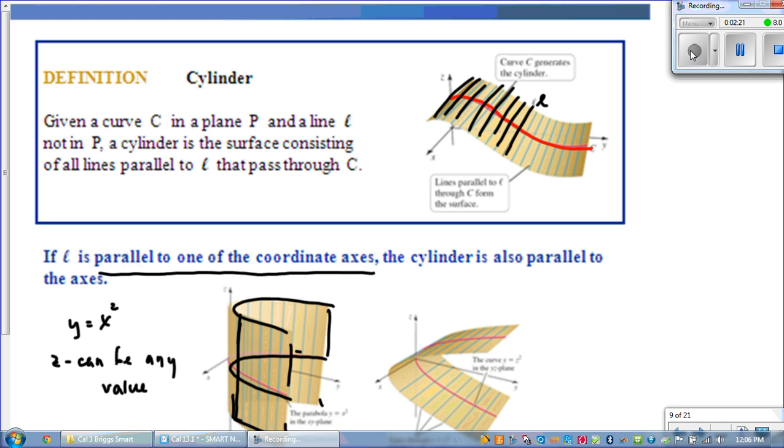In the second graph, we actually have the parabola. This would be a parabola in the yz plane. The graph equation would be y equal to z squared. But now take all lines parallel to the x-axis, passing through that curve, and the result is the cylinder that you see in this picture. So that cylinder is parallel to the x-axis here, and it's all the lines passing through the curve y equals z squared parallel to the x-axis. So that's a cylinder that's parallel to the x-axis.